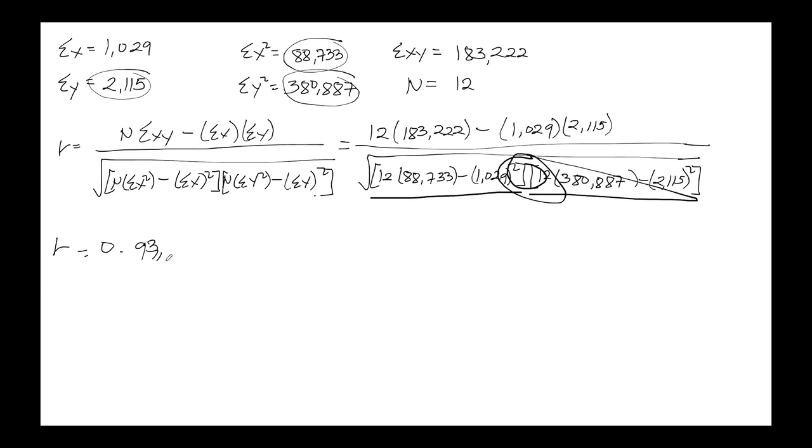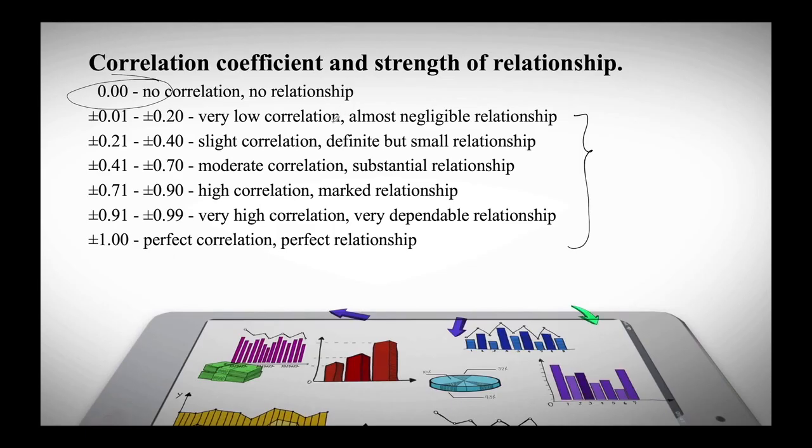So, our R here is 0.93. Okay? So, ayan na. 0.93. Saan siya pumasok? As you can see, balikan natin yung ating mga range. 0.93. Dito siya pumasok, oh. So, very high correlation or very dependable relationship. Meaning to say, our sales is directly proportional. Somehow, high correlated siya sa ating temperature. Ayun po yung ibig niyang sabihin. Pero di pa tayo tapos, no?